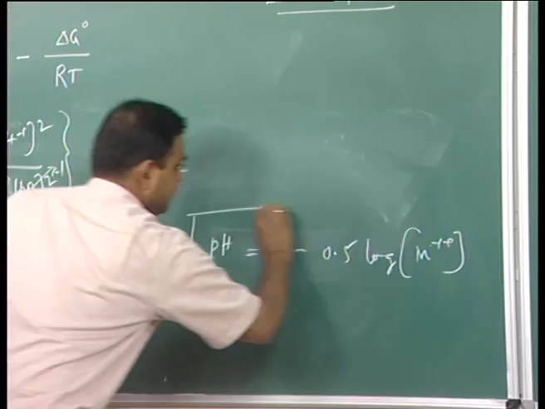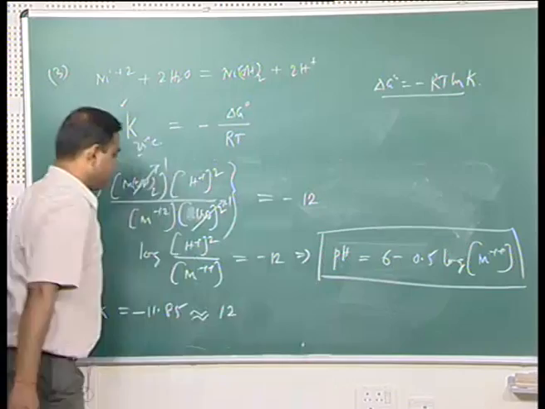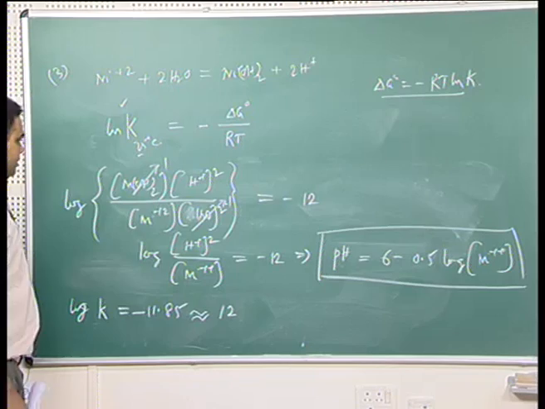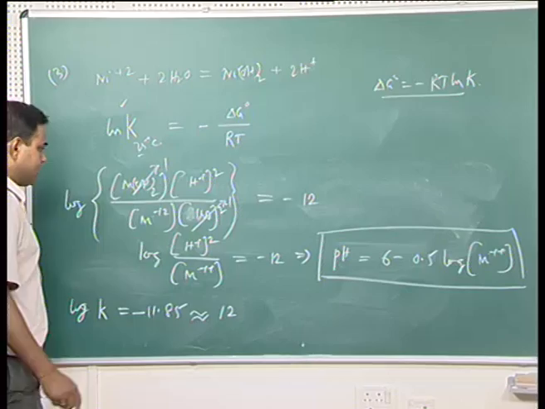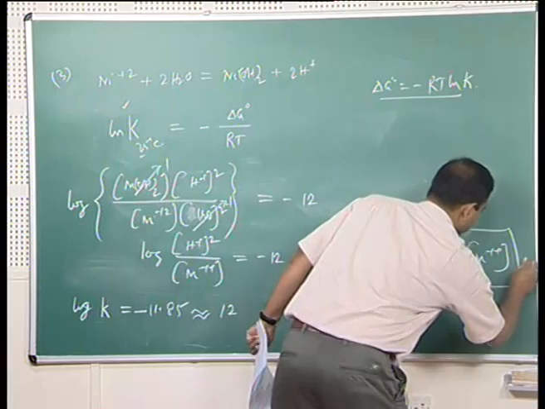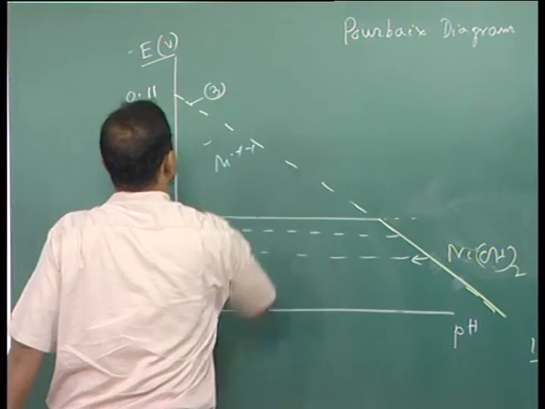So if you simplify it, then it would become pH, which is nothing but minus log H plus. If you extend it, then it would be 2 log H plus ion concentration minus Ni plus plus, log of Ni plus plus. Then if you simplify it, this is my another equation. Let me put it as equation number 4. This was the equation number 3. This is equation number 1.